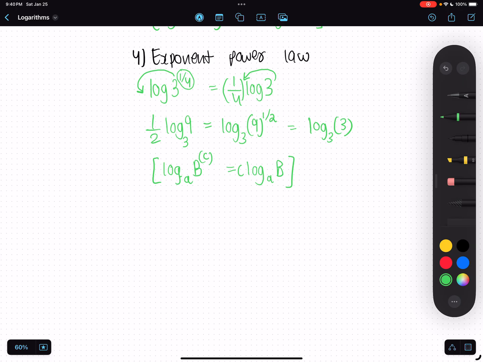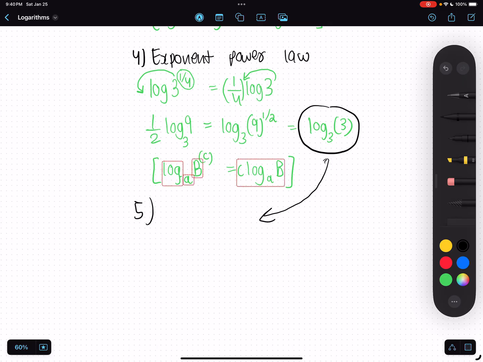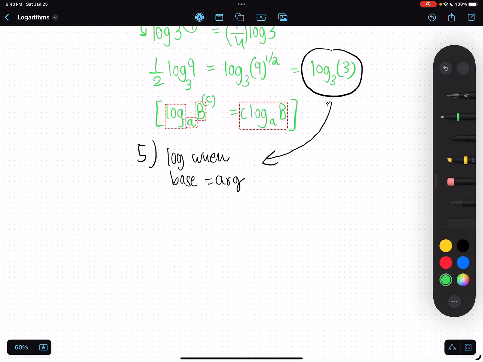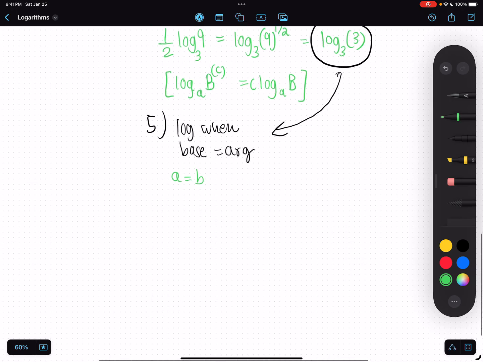Now, moving on to the other law, let's carry on the simplification that we were doing with the log 3 from here. This is log when the base is equal to the argument. If you have the same base and the same argument, meaning that a, which is the base, is equal to the argument b, you simply get 1 as the answer. That's just it, 1.